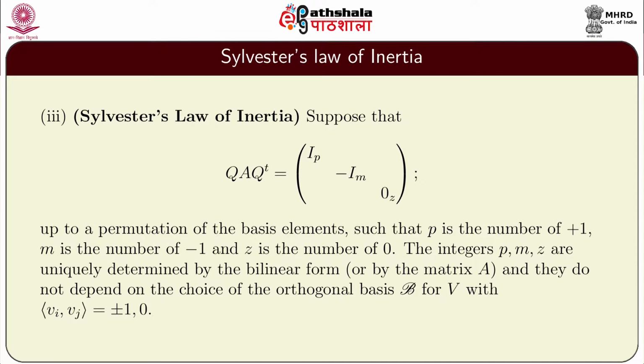Then the statement says that the integers P, M and Z are uniquely determined by the bilinear form or by the matrix A, and they do not depend on the choice of the orthogonal basis B for V with inner product ⟨Vi, Vj⟩ equal to ±1. We will now prove Sylvester's law of inertia.